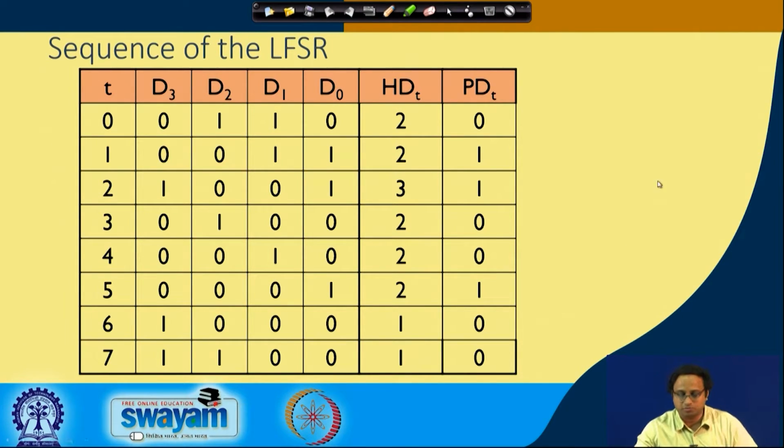But here what we observe is that from the power measurements and from this estimate of the PDT vector, you basically know the values of D0. Okay. And if you know the values of D0, then you can essentially reconstruct the entire LFSR.